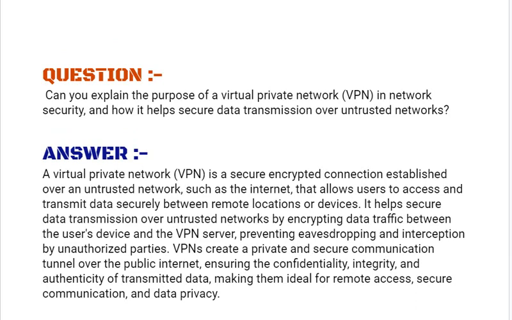Our next interview question is: can you explain the purpose of a virtual private network (VPN) in network security and how it helps secure data transmission over untrusted networks? Your answer should be: a virtual private network (VPN) is a secure encrypted connection established over an untrusted network, such as the Internet, that allows users to access and transmit data securely between remote locations or devices.